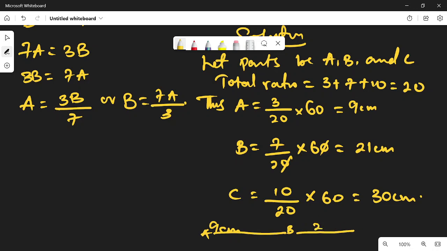You are going to have 21 centimeters, and the third portion is going to be what? 30 centimeters. So by the time you add everything together, you must have what? The total length of the line. So that's that about proportion. So we can also take another example on this so that you get it clearly.